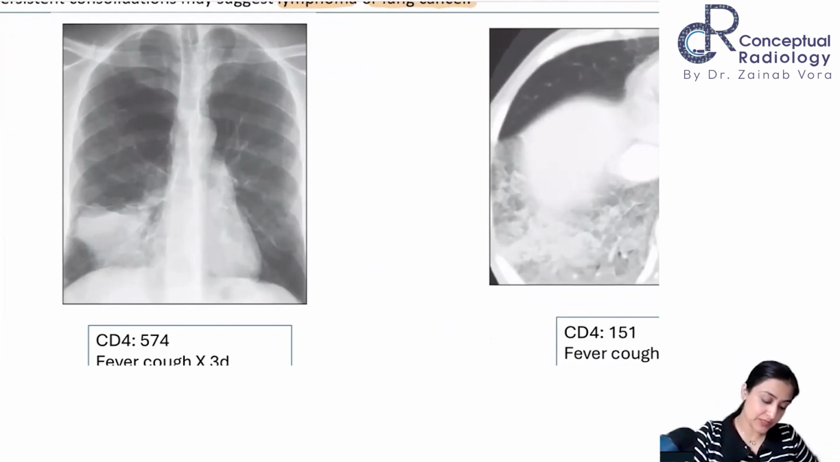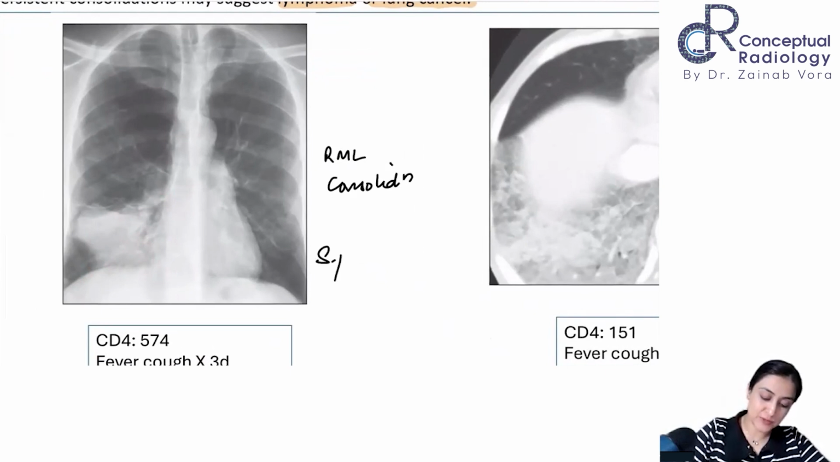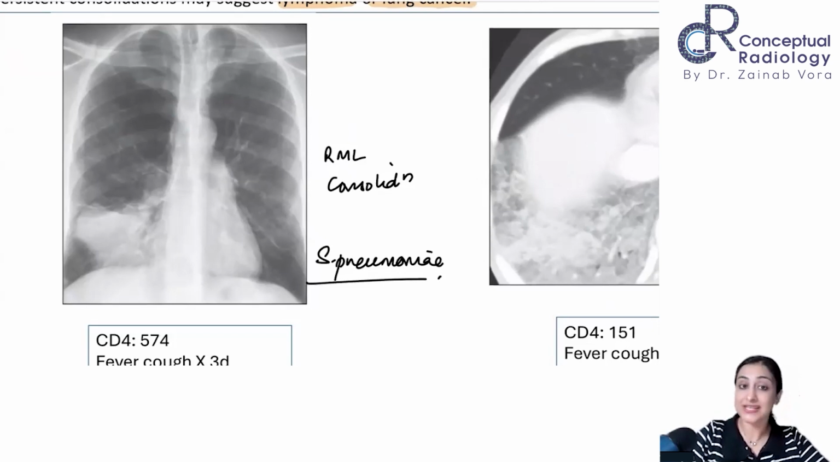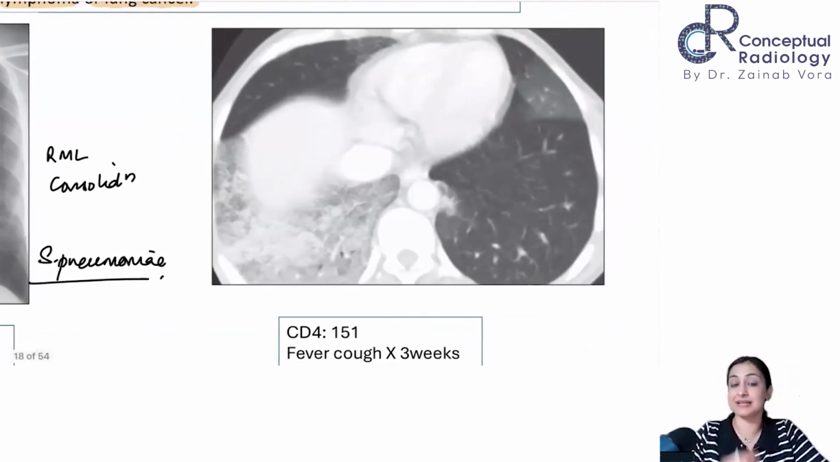Can you see how there is a consolidation? Can you tell me which lobe this is involving? Right middle lobe or lower lobe? So you can see how it silhouettes the right heart border, and it doesn't silhouette the diaphragm. So this is a right middle lobe consolidation that you are seeing, very typical of S pneumonia. The CD4 count is also more than 400, right? So this was an S pneumonia consolidation. Obviously, microbiological evidence will have to be taken, but radiologically, this is a typical lobar consolidation.